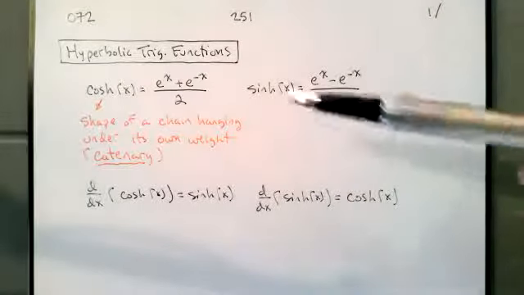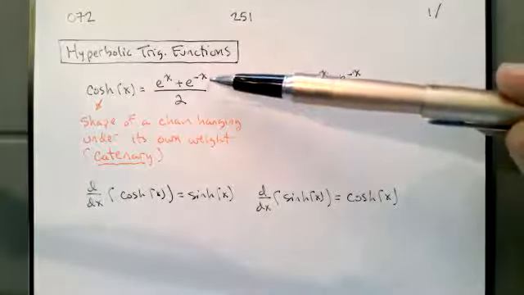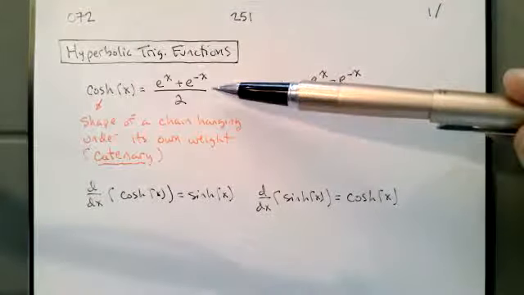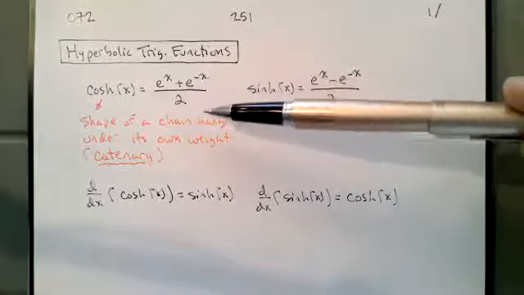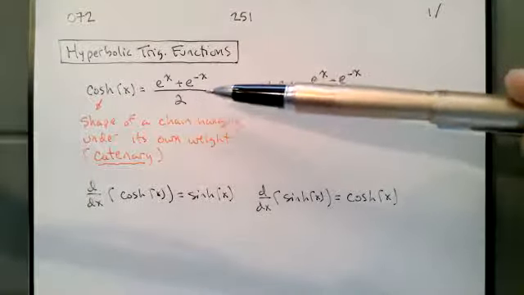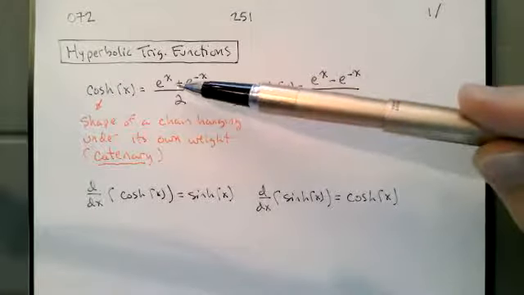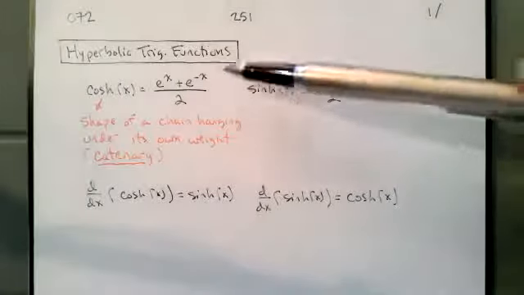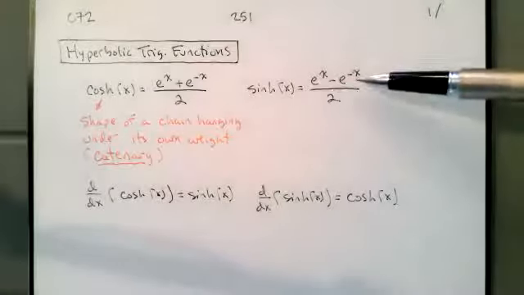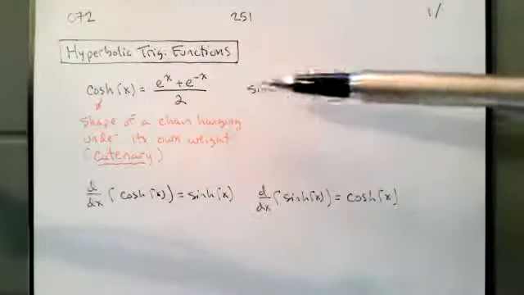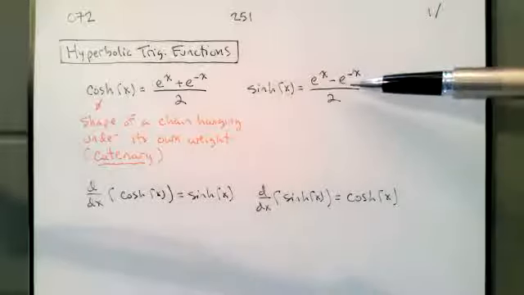This is easy to see because the way that we define hyperbolic cosine is e to the x plus e to the minus x, all over 2. When we take the derivative, the derivative of e to the x is e to the x. That's that first term. The derivative of e to the minus x is minus e to the minus x. So the derivative of hyperbolic cosine is hyperbolic sine.